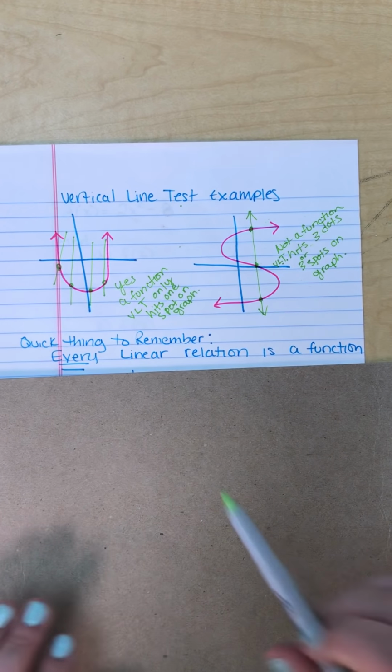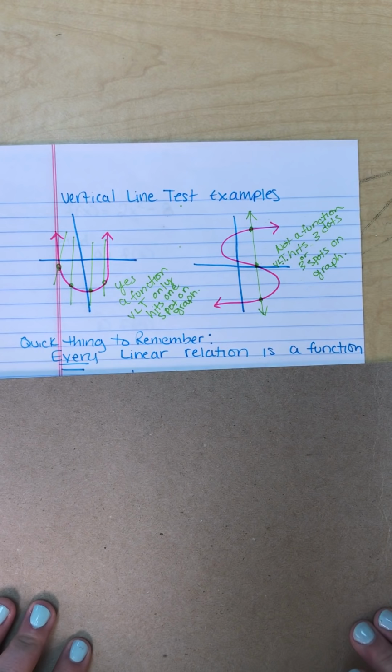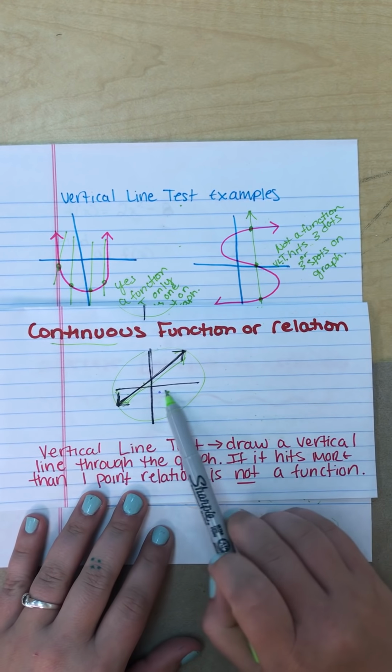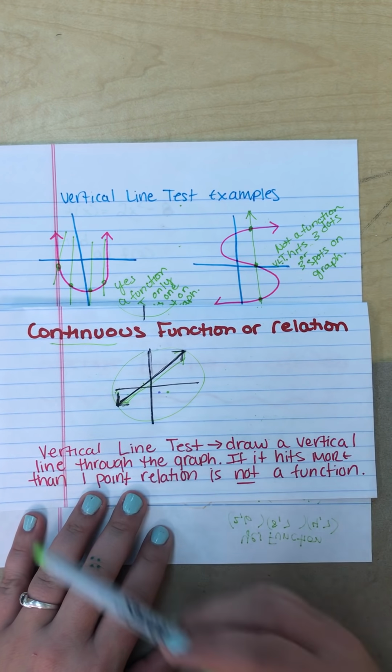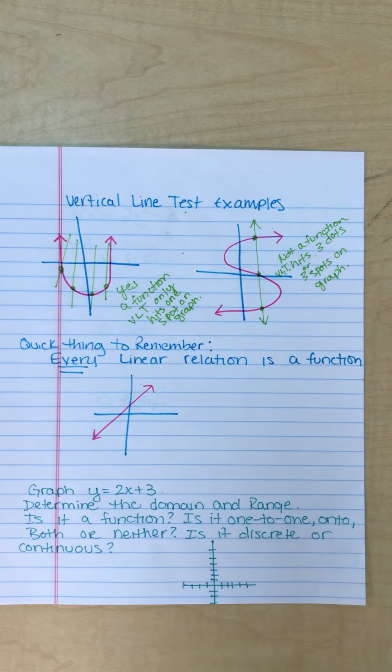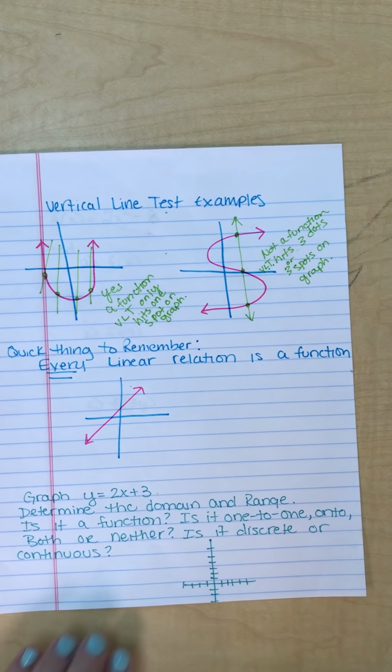Basically, one big thing to remember is that every linear relation is a function. That's kind of going back to this continuous function right here. This would be a linear graph right here, a straight line, so that would always be a function. Okay, otherwise, here's another picture of that too.